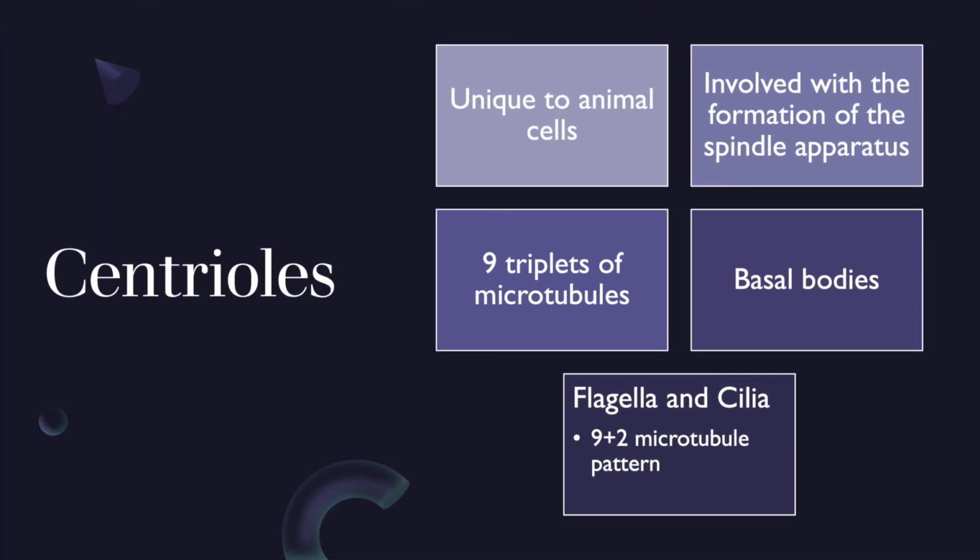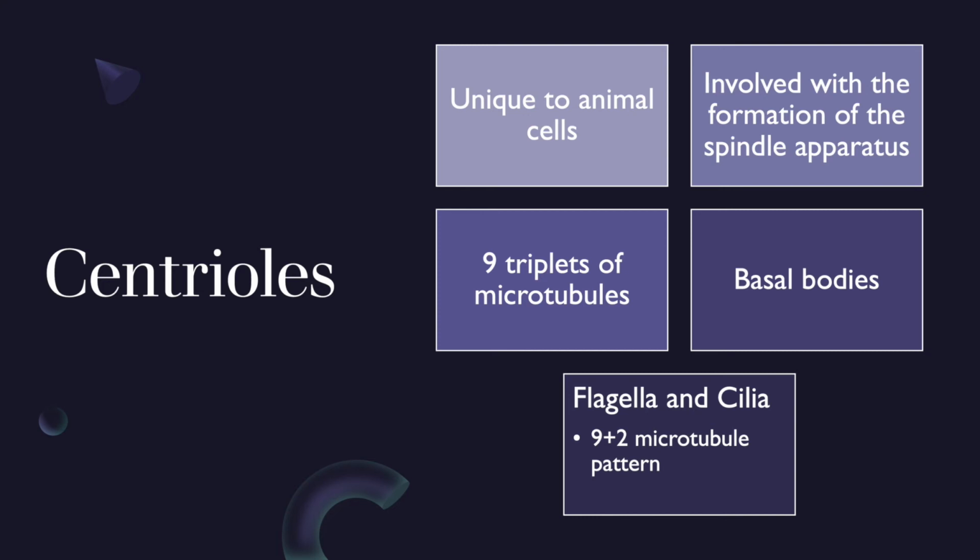Now let's dive a bit deeper into centrioles. Centrioles, as I have mentioned before, are unique to animal cells. They are involved with the formation of the spindle apparatus during mitosis and meiosis, which we will discuss more in a later unit. Centrioles are composed of 9 triplets of microtubules, arranged in a ring with no center.